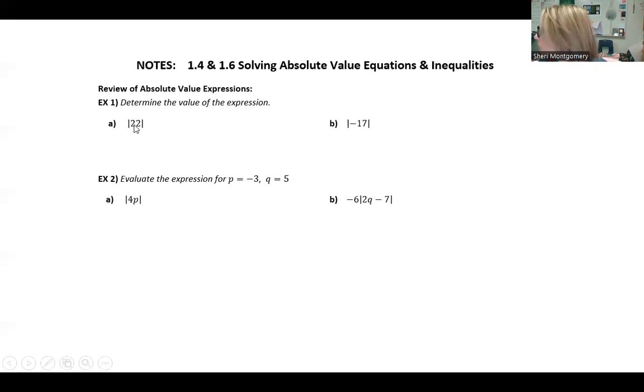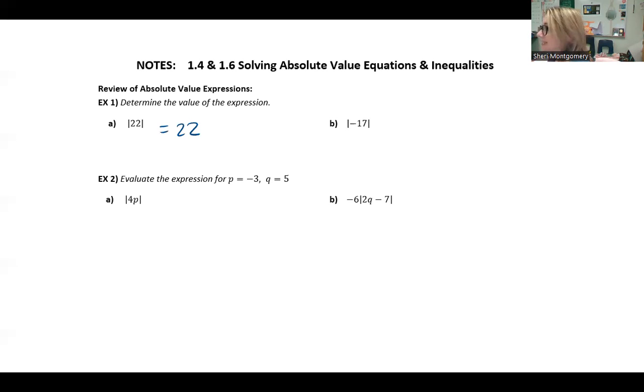So how far away is 22 from zero? Come sit over here, please. Yeah, that'll work. How far away, if you think of a number line, if there's zero, how far away is 22? Not a trick question. It's 22. What about negative 17? How far away is negative 17 from zero?